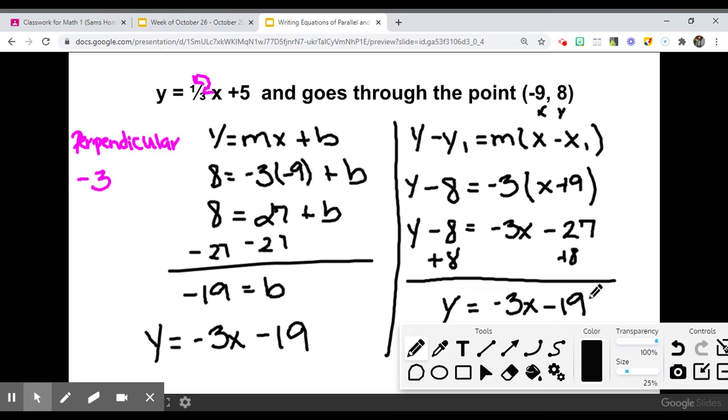Okay, either way, you're able to get the same answer. The key takeaway is figuring out whether the question said parallel or perpendicular.